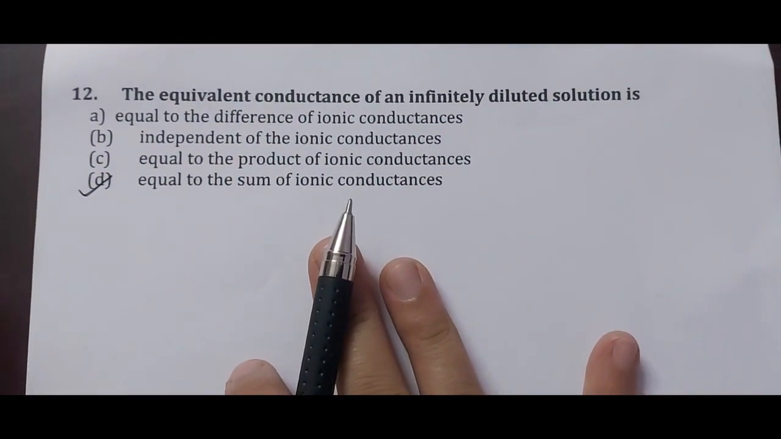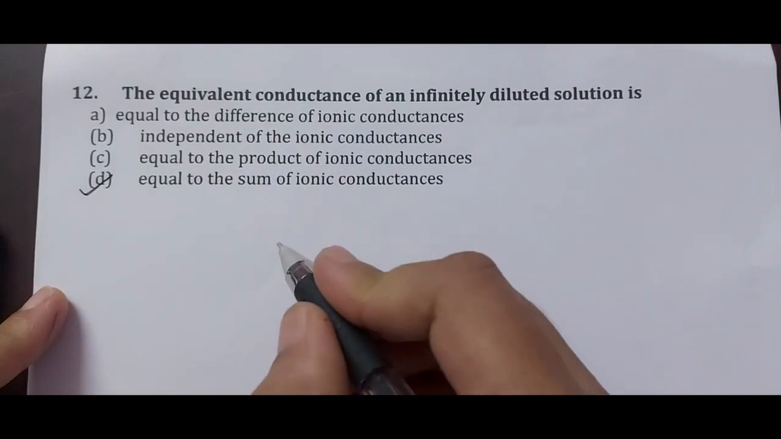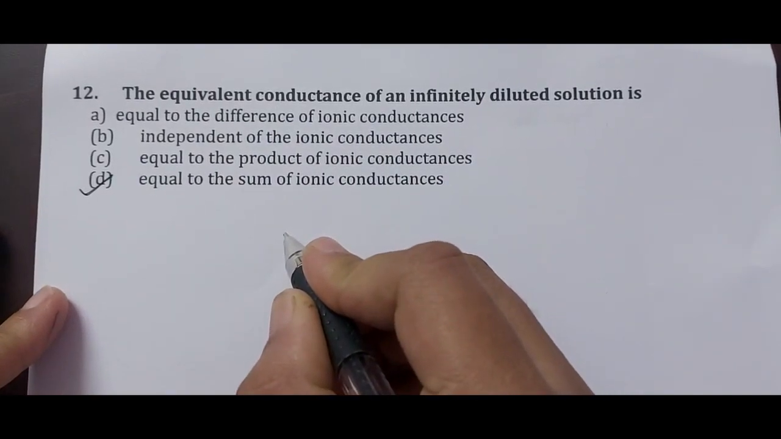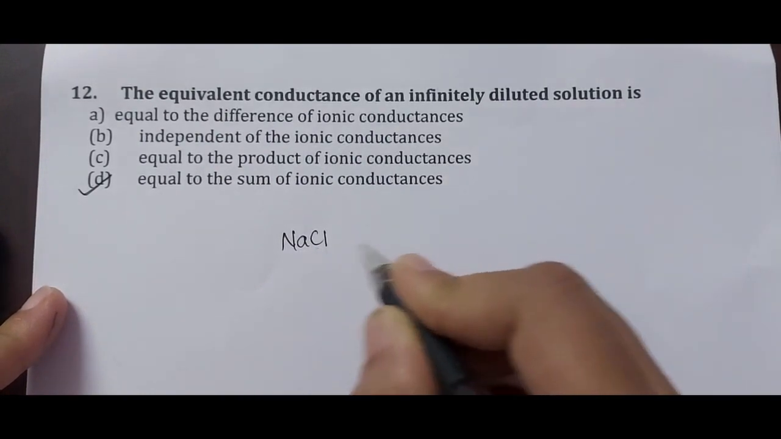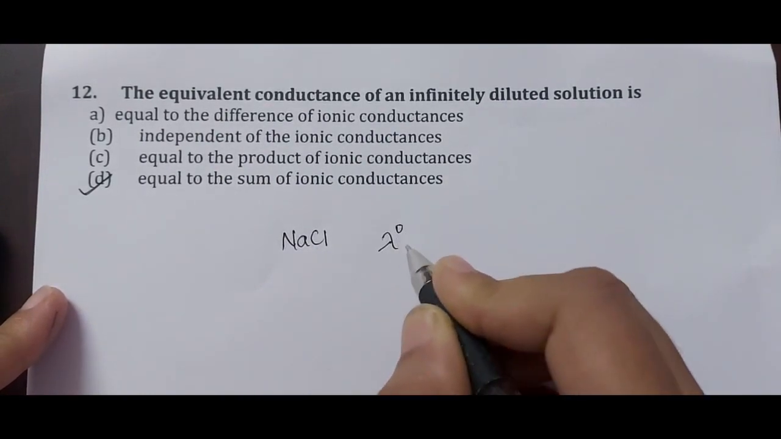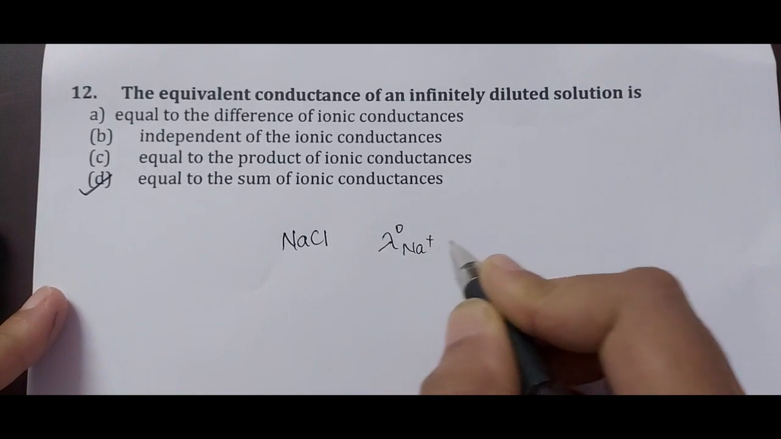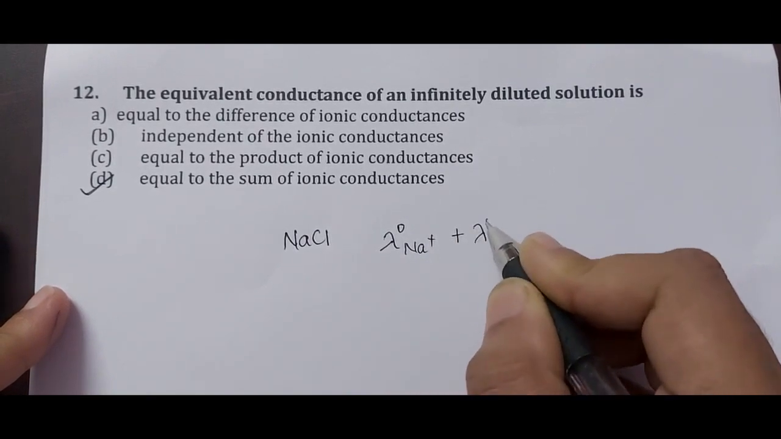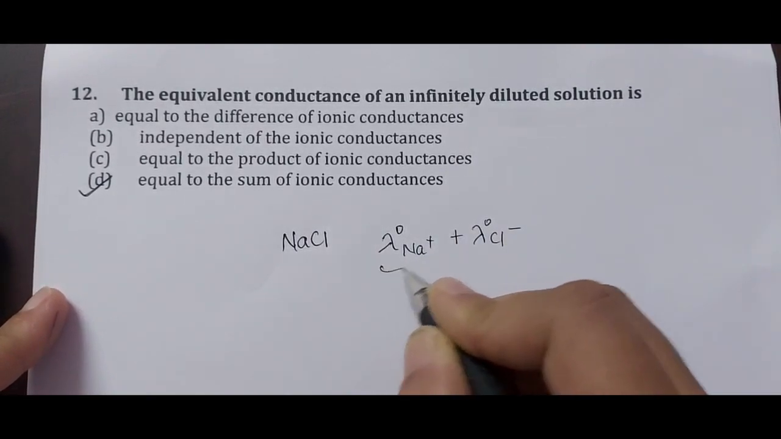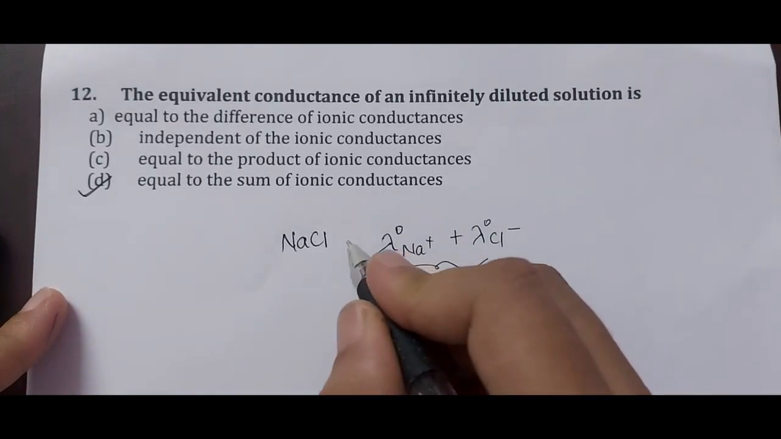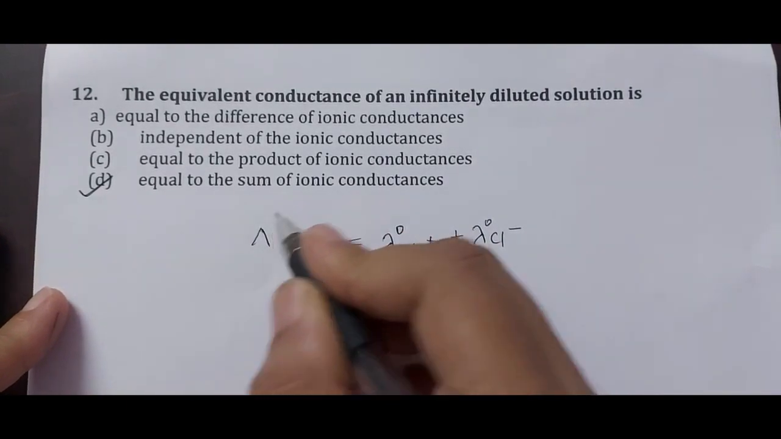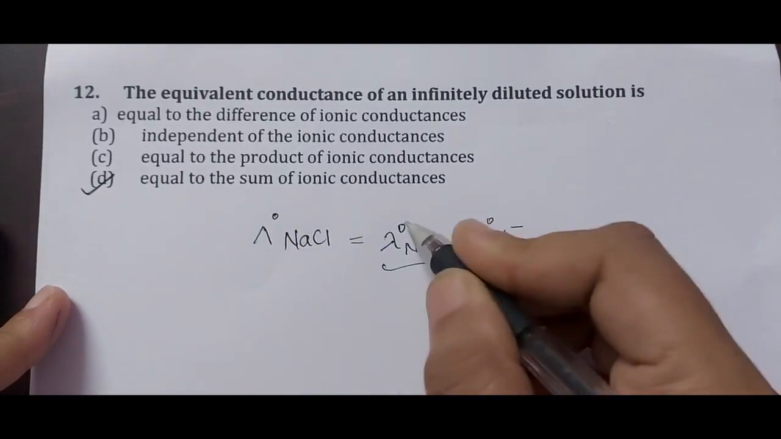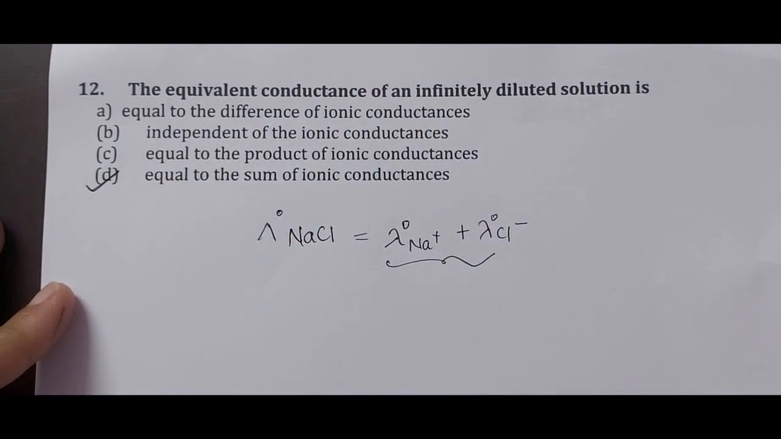Sum of ionic conductance. So for example, if you take the equivalent conductance of an infinitely diluted solution of NaCl, it can be calculated as lambda naught of Na plus and lambda naught of Cl minus, that is the sum of ionic conductance, and here we can represent this as lambda naught. So this naught indicates at infinite dilution.